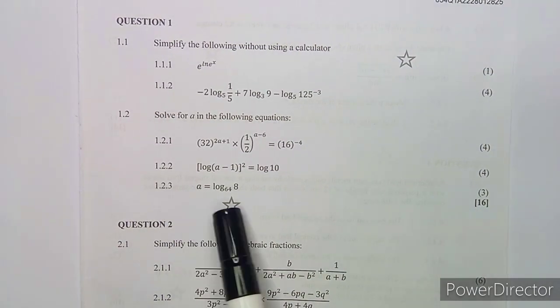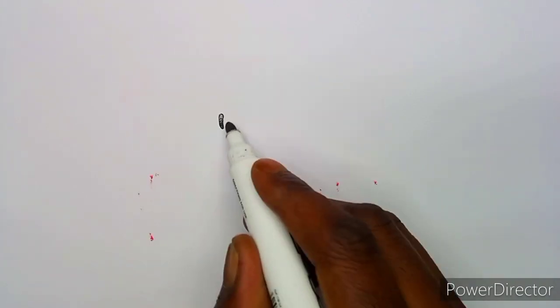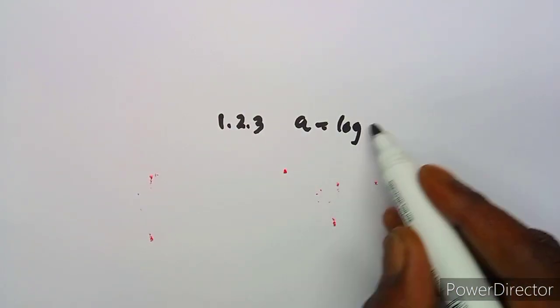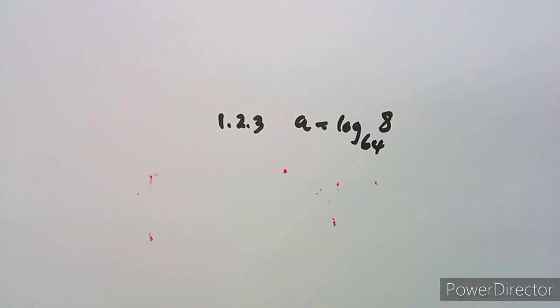And on 1.23 again is to solve again, guys. This was all about A. Everything was all about A there on this question. So this is A is equal to log 8 in base 64. So how can we actually solve out this one? All right, this is it, guys.